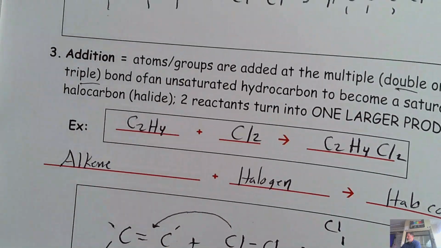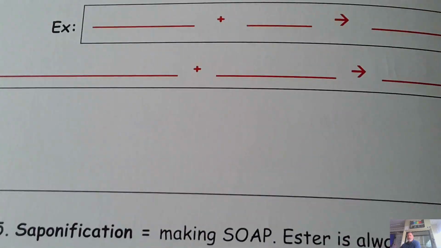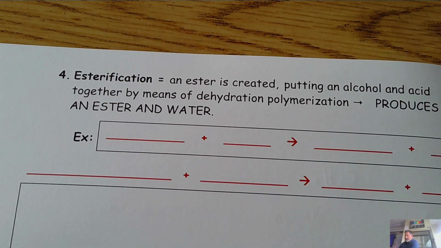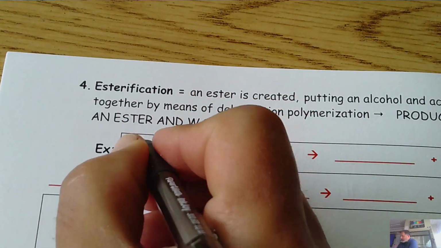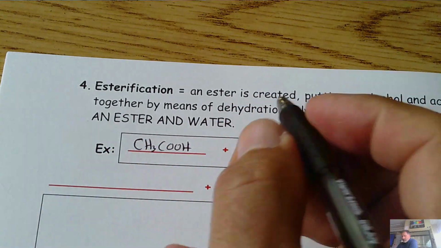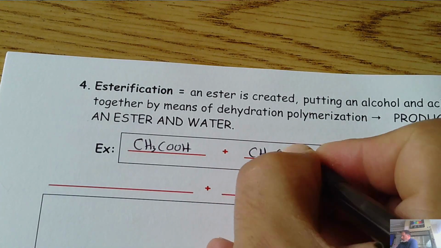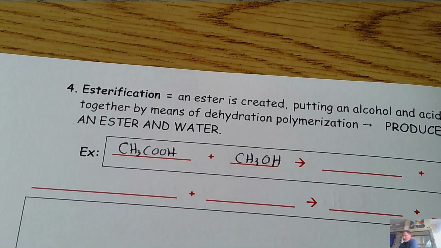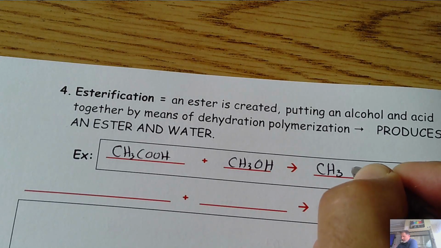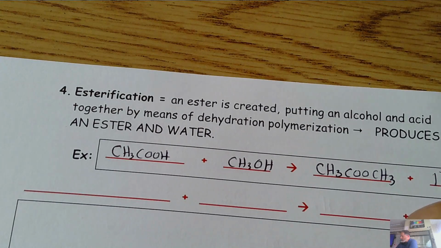All right, next one. So we got 3 out of the 7. Esterification, which I talked a little bit about yesterday, is when you have an organic acid, let's say ethanoic acid, CH3COOH, and you add an alcohol, CH3OH, methanol in this case. What you'll end up with is an ester formed, CH3COOCH3, and water.